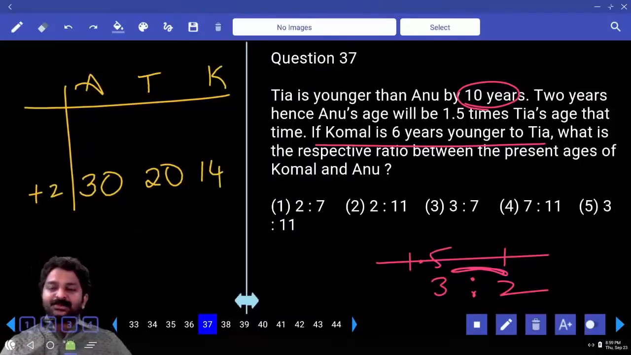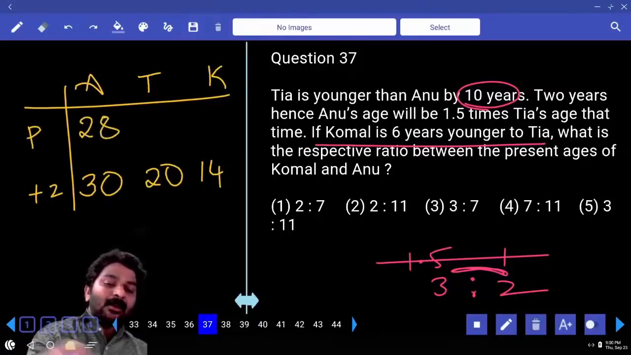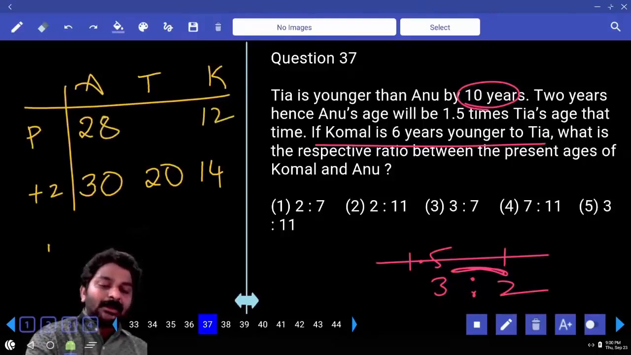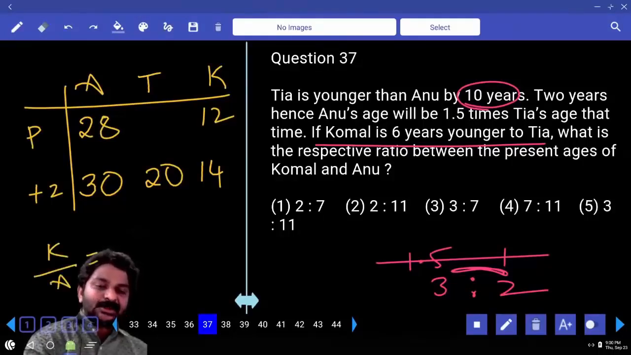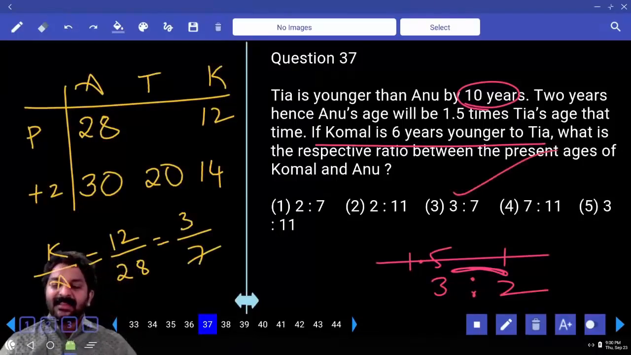Now your question is, what is the respective ratio between the present age of Komal and Anu? Present age of Anu 28, Komal 12. Komal to Anu present age ratio, that is 12 by 28. 4 3 times, 4 7 times. 3 by 7, 3:7, third option.